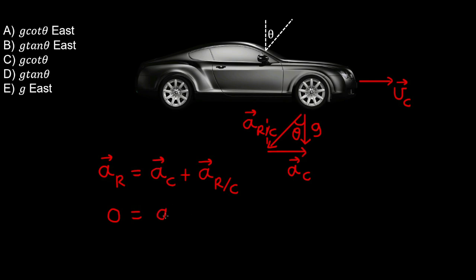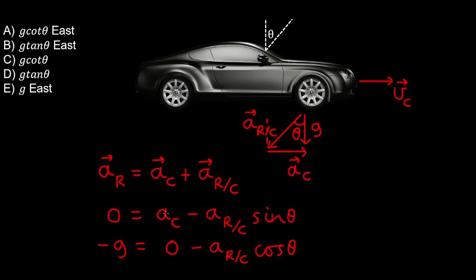and we have the acceleration of the car being horizontal minus the magnitude of the acceleration of the raindrop relative to the car sine theta in the horizontal direction. And the vertical acceleration of the raindrop, which is downwards, is equal to the acceleration of the car in the vertical direction, which is 0, minus the magnitude of the acceleration of the raindrop relative to the car, cosine theta, to get the vertical component.